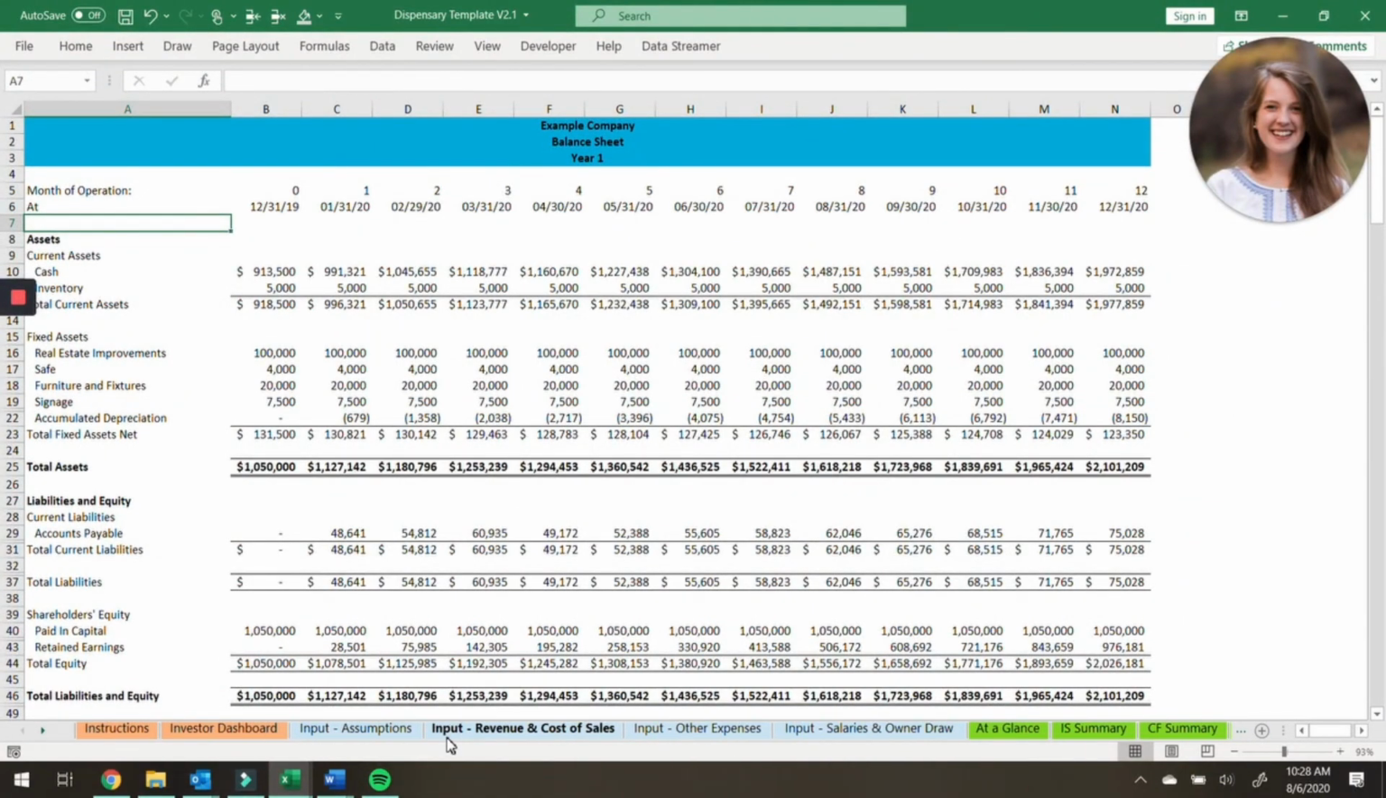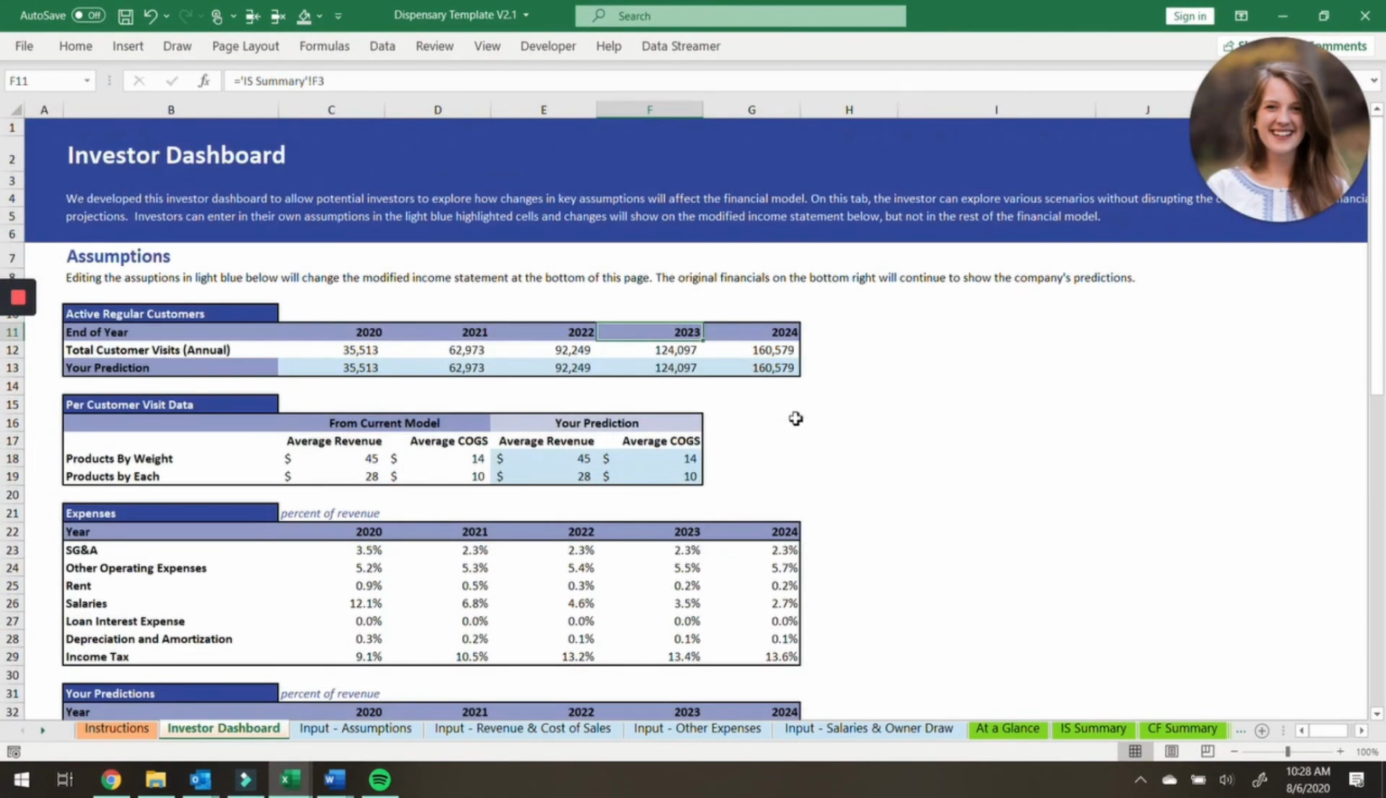The last tab we'll take a look at is the investor dashboard. So the investor dashboard is new to version 2 of our Excel templates, and this enables you or an investor to play with some of the major assumptions of the model and see how it affects your balance sheet without actually changing the model itself.